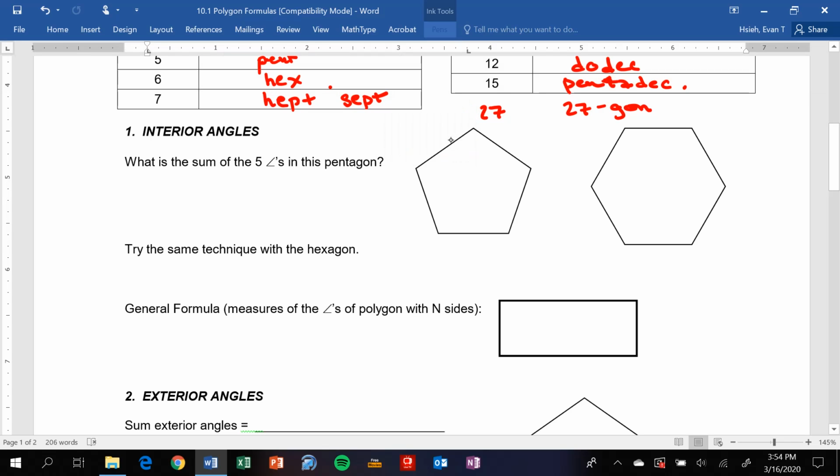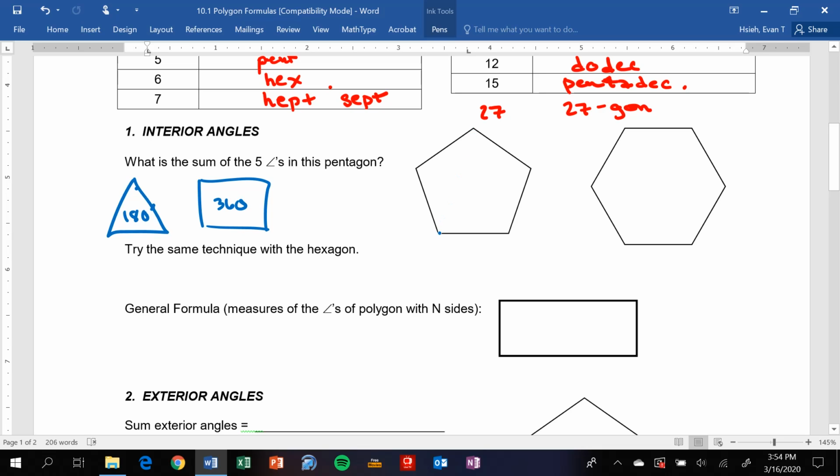Let's get to some of the formulas here. For interior angles, we know that a triangle, of course, has 180 degrees. A four-sided figure, a quadrilateral, has 360 degrees.